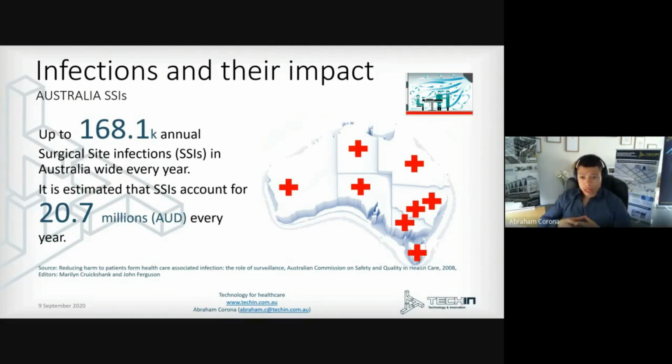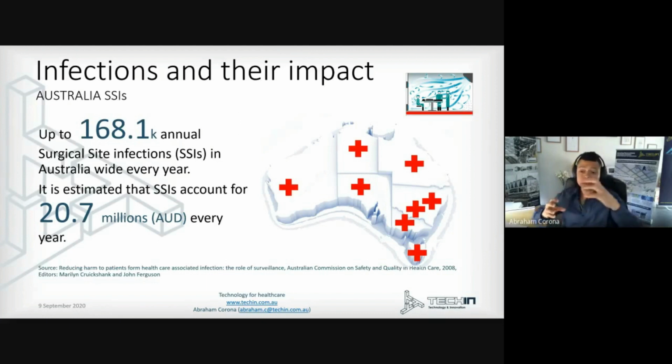So in Australia, this is all a statistic. I've been trying to get to this person, Marley Cruikshank and John Ferguson. Probably I'm going to get it now through the Australian Infection Control Organization. But the truth is we are not keeping that statistic. And in Australia, the last we got is about 168,000 surgical site infections.